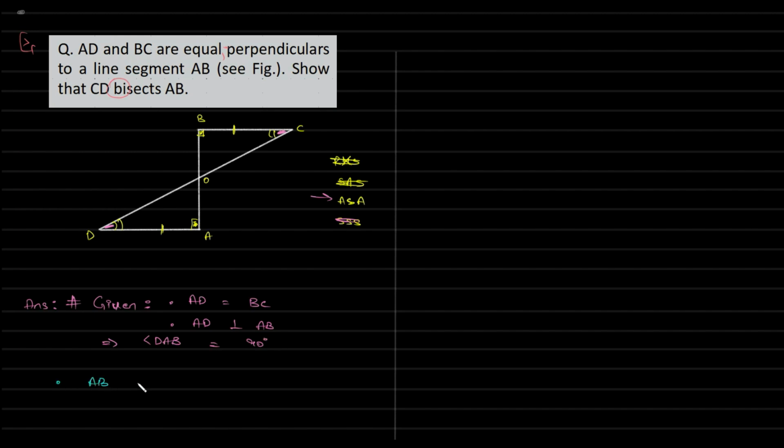Then BC is perpendicular to AB. This implies angle ABC is equal to 90 degrees. Okay, that's good. So what else can we tell? Nothing else as of now. We need to prove CD bisects AB. So indirectly we need to prove that BO is equal to OA. You can write it in brackets so that you remember what you need to prove.